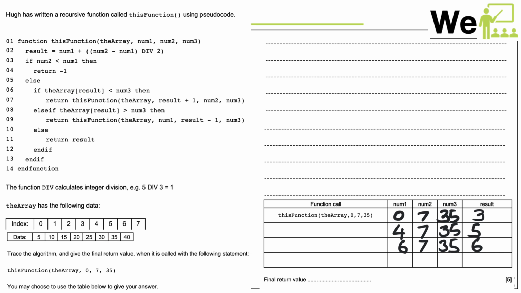This would be 35. Is 35 less than 35? No. Is 35 greater than 35? No. Return result. Return, well, what is result? 6. So what was 6? But what does 6 represent? The index where the thing we were searching for, in this case 35, was found.